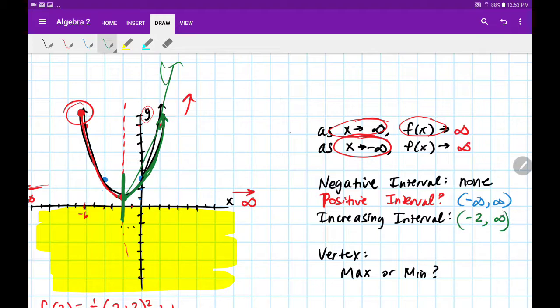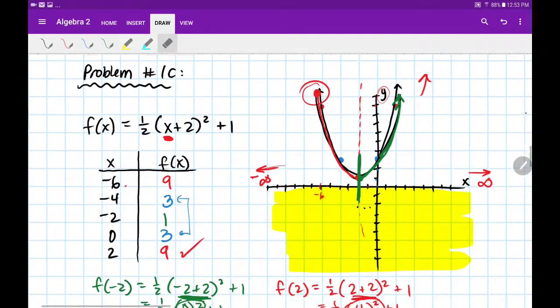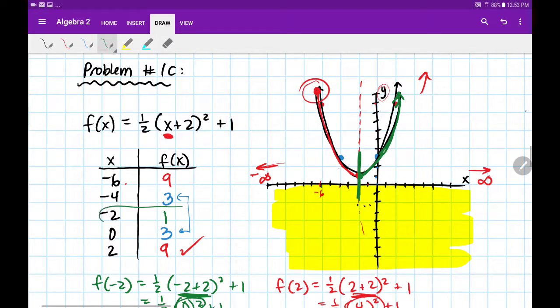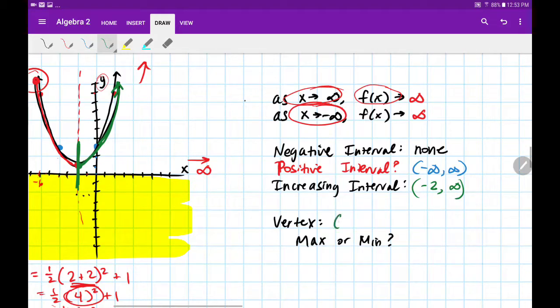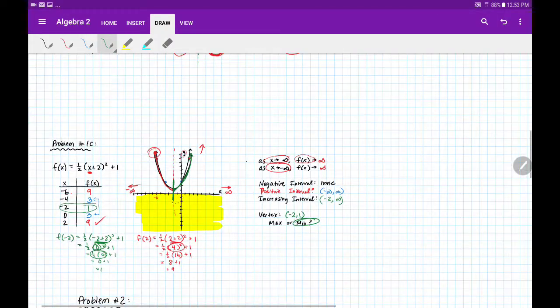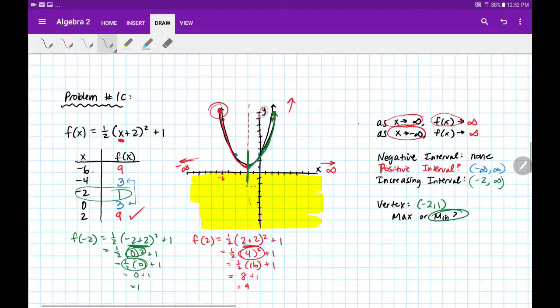Awesome. Now the question is, what's the vertex? Our vertex is that turning point right there, and we can look back to our table. It's at (-2, 1). And the question is, is this the maximum of the graph? Is it the top, the highest value it reaches? Or is it the minimum? It's the bottom. Well, in this case, it's the minimum value. So we're going to circle min. And there you have our answer to problem 1C.